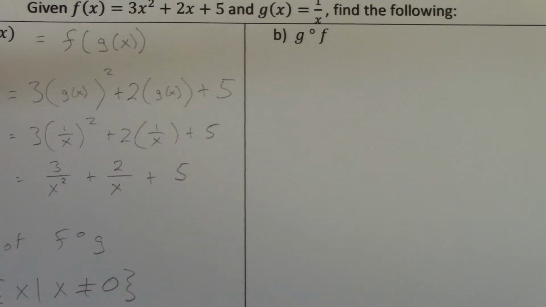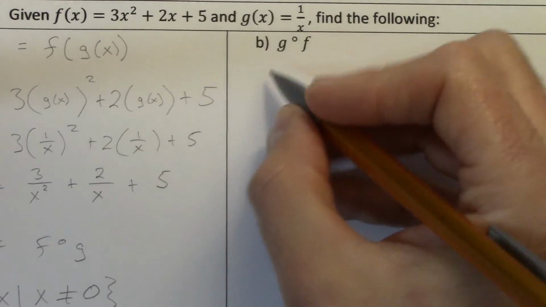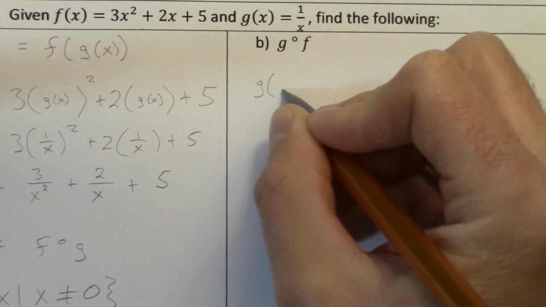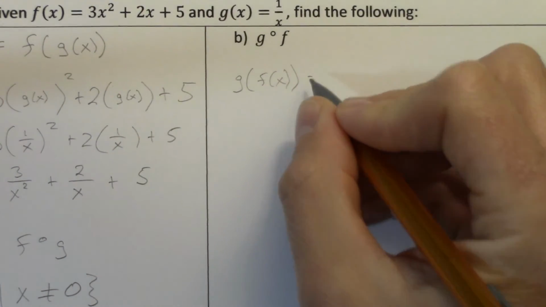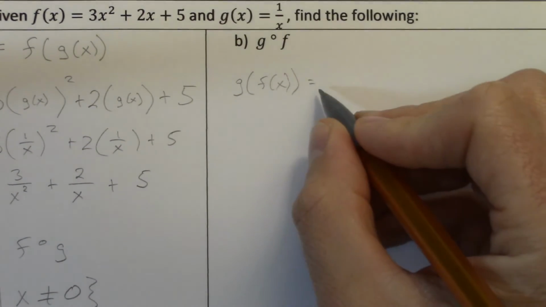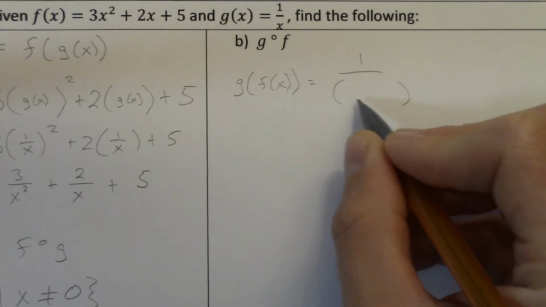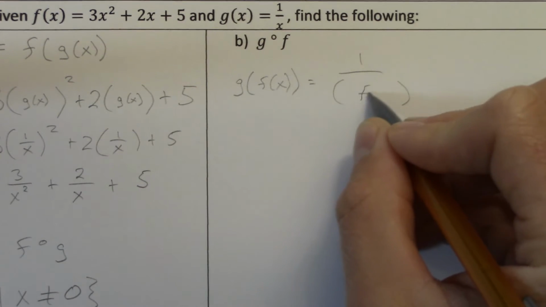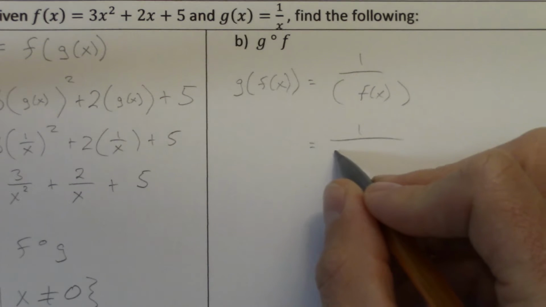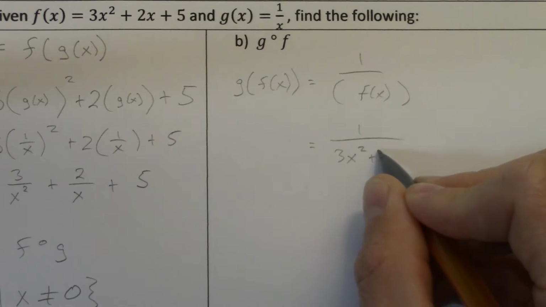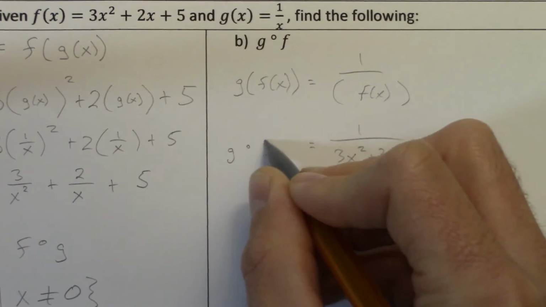Same concept here, except the roles are reversed. We've got g composed with f, and we could write that out like this, if that makes it easier for you. What does that equal? Well, we have the shell of g of x, which is just 1 over x. Now what goes instead of x? f of x. f of x is 3x squared plus 2x plus 5. So that is g composed with f.